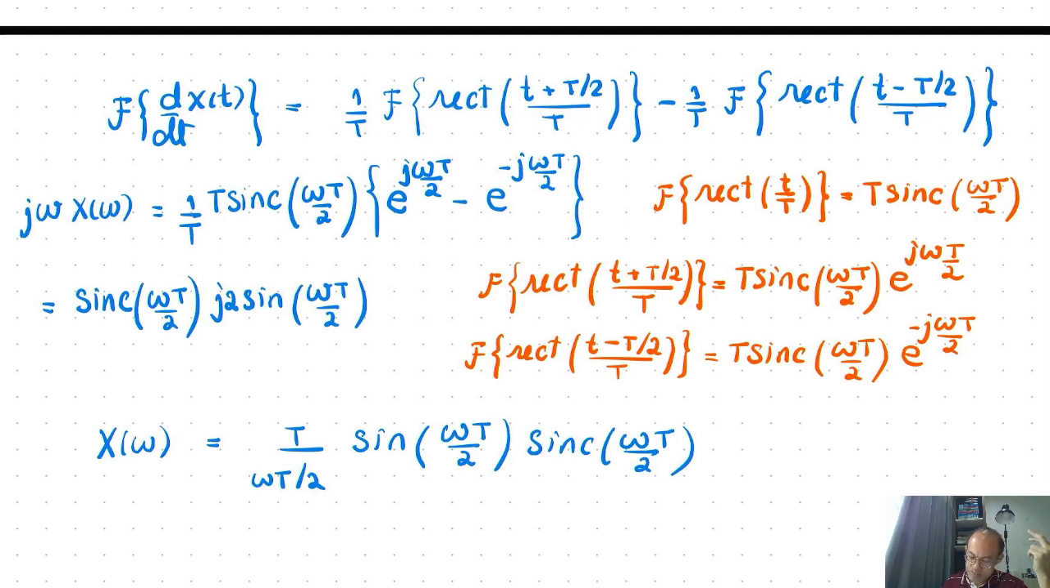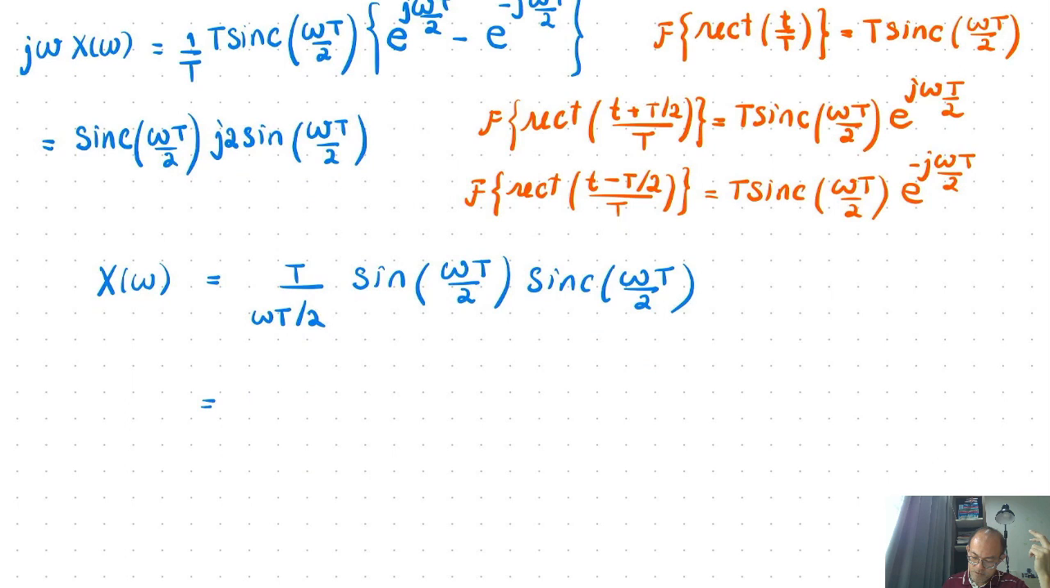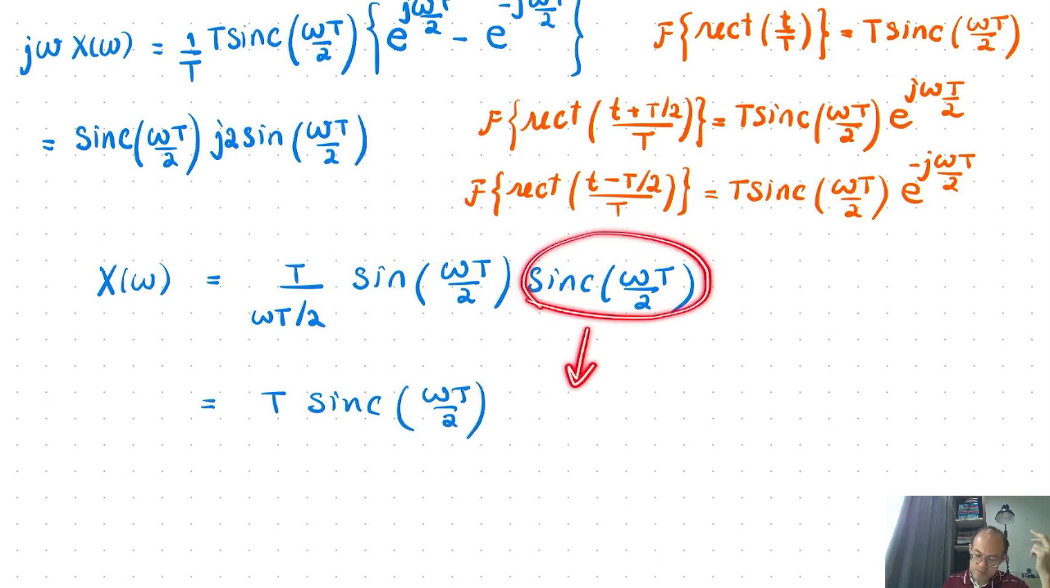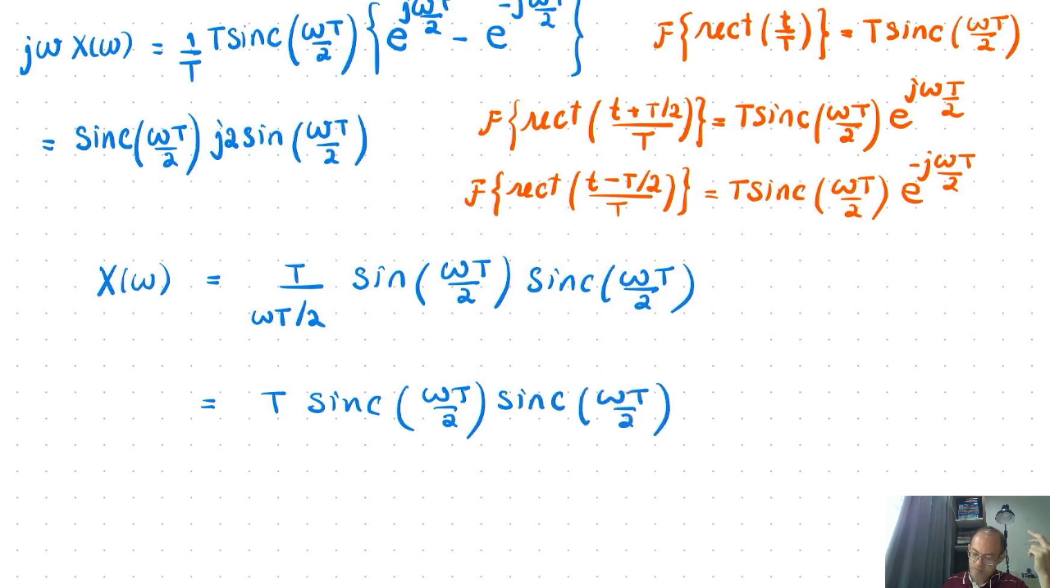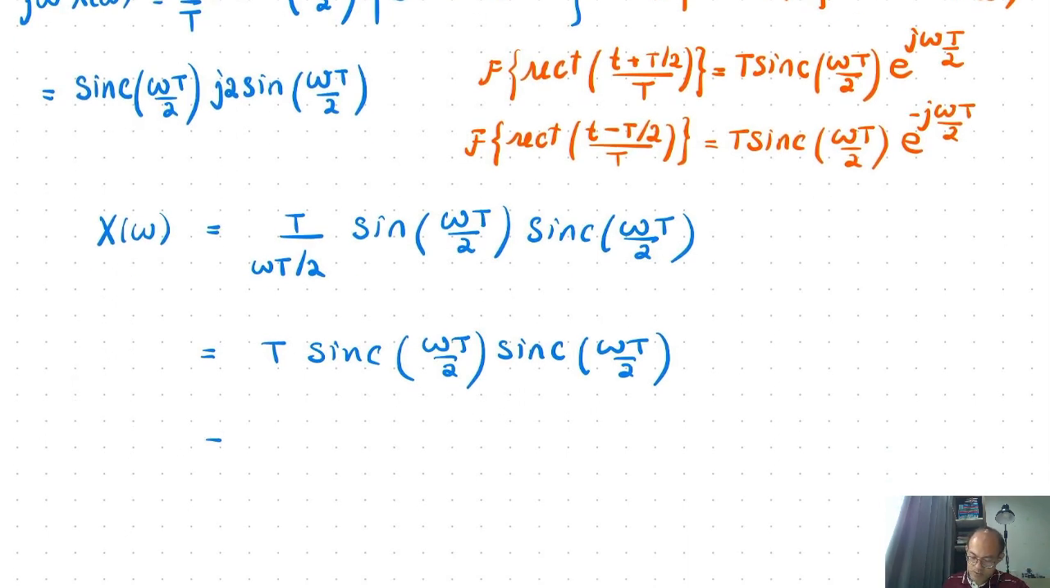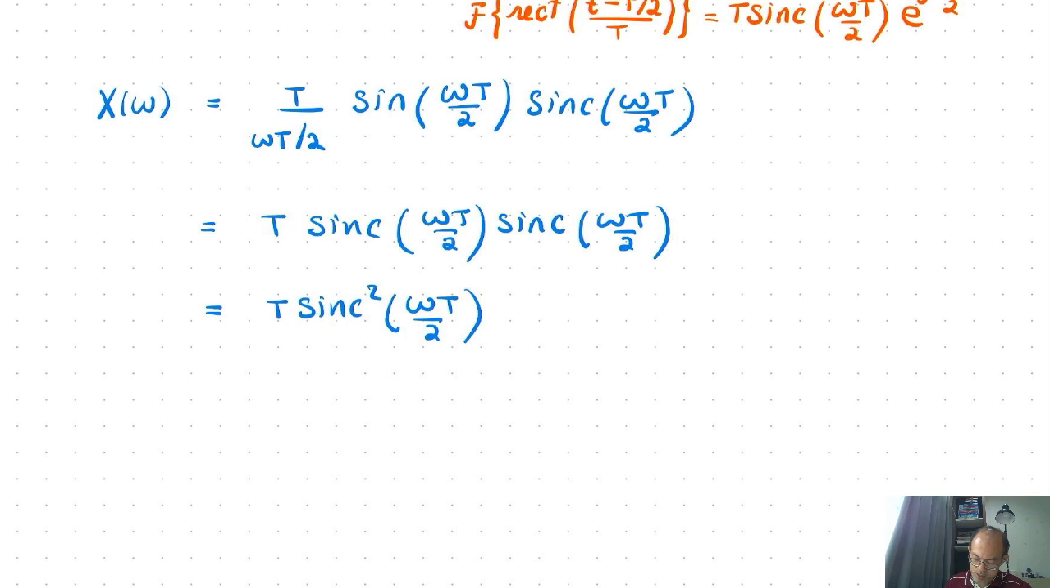Okay, and I recognize that this is just sinc function of omega T over 2. This is the sinc function, right? So I have T of sinc omega T over 2. And of course, this one goes here unchanged. So I have sinc omega T over 2 again. Now, these two are the same sinc function, so it is the sinc squared, right? So it is equal to T of sinc squared omega T over 2. Now, this is a solution. This is the answer.